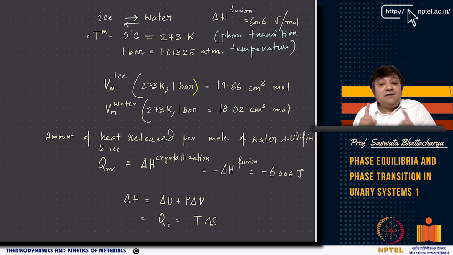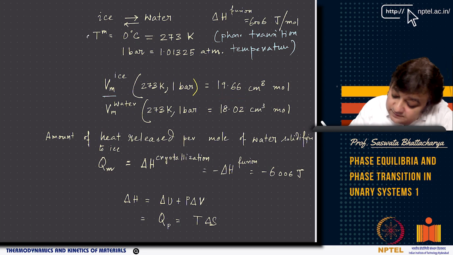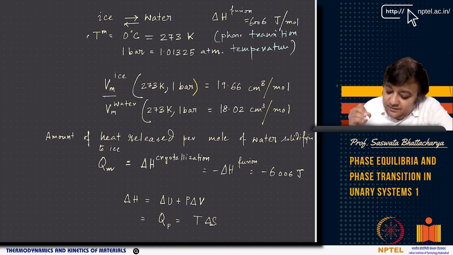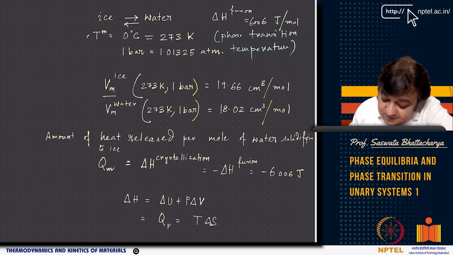Remember, at 0 degrees Celsius and 1 bar pressure, ice to water conversion or water to ice conversion are both possible, because ice and water are in equilibrium and the process is a reversible process. Now we also define the molar volume of ice, which is 19.66 centimeter cube per mole, and of water is 18.02 centimeter cube per mole. Note that the molar volume of water is smaller than that of ice.